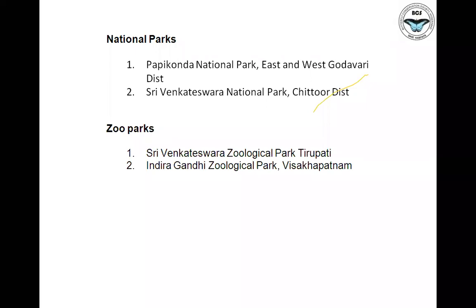National parks are Papikonda National Park in East Godavari and West Godavari, Venkateswara National Park in Chittoor district, and we have two zoological parks also: Sri Venkateswara Zoological Park in Tirupati and Indira Gandhi Zoological Park in Visakhapatnam.